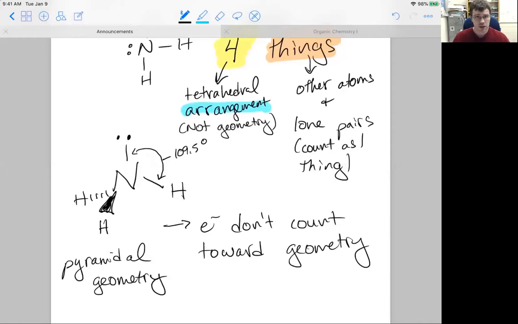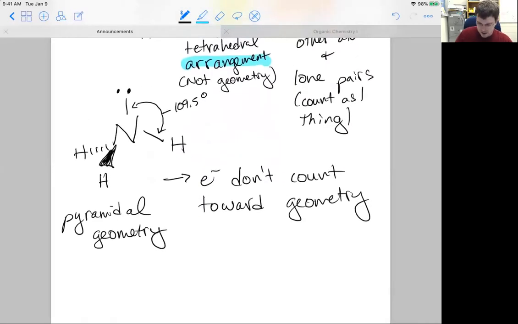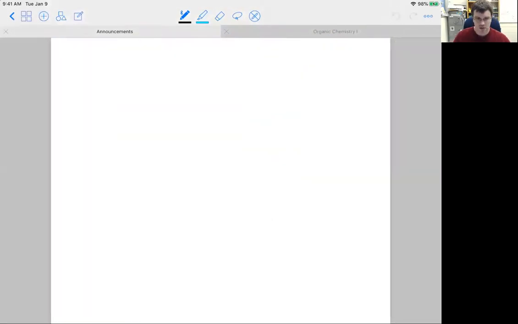It's a tetrahedral arrangement of 4 things, but one of those things is a lone pair of electrons, which we can't see. You cut off the top of methane, it looks like just a pyramid. So we're going to call it a pyramidal geometry. Okay, let's go on to the next geometry. The next geometry is going to be bent.